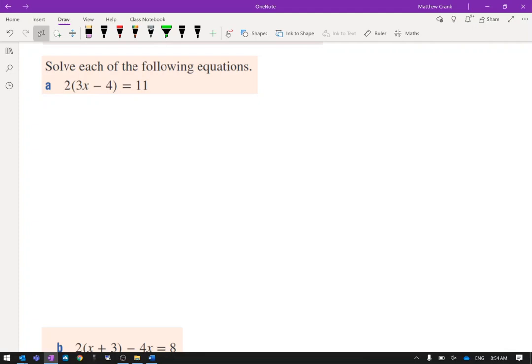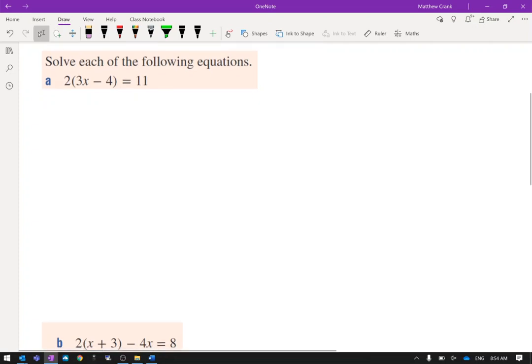Good morning, nerds. Today we're going to continue our work on solving linear equations and rearranging by moving on to equations that have pronumerals on both sides of the equation. First of all, a quick little piece of revision of the type of equations we looked at last lesson. We've got here 2 outside of 3x minus 4 equals 11.